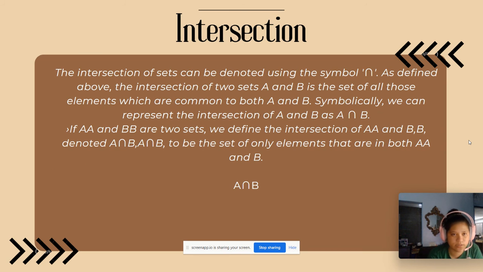For the intersection, it is denoted by the symbol ∩, which looks like the letter n. As defined above, the intersection of two sets A and B is the set of all those elements which are common to both A and B. Symbolically, we represent the intersection of A and B as A ∩ B.